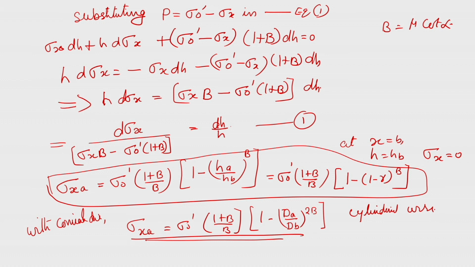Wire. So, where dA and dB are the diameter at exit and inlet of the die. Okay. So, that straight relationship we can get it.